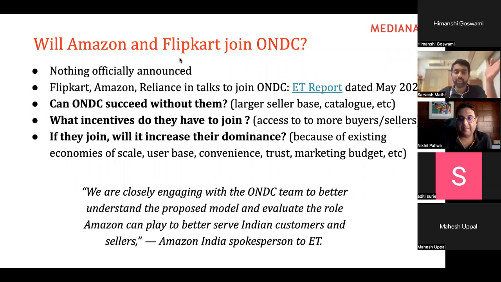So that remains an open question now. Until today, we don't know if Amazon and Flipkart are joining, but we know that Flipkart's other arms like eKart and PhonePe, which is backed by Flipkart, are joining. So there's some activity from Flipkart. Maybe they're testing the waters with PhonePe and then they might join as Flipkart itself. So it's an open question.